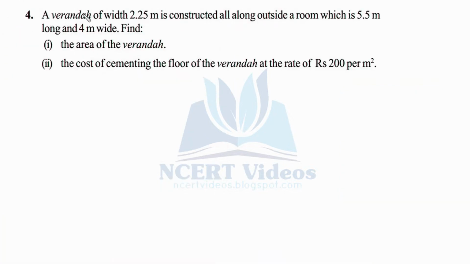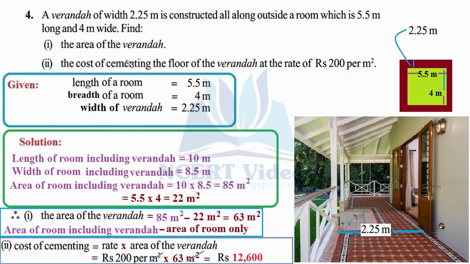Question 4th. A veranda of width 2.25 meter is constructed all along outside a room which is 5.5 meter long and 4 meter wide. Find first the area of the veranda. Second, the cost of cementing the floor of the veranda at the rate of rupees 200 per meter square. So first of all, what is a veranda? So this is a veranda, that is a space outside the room.